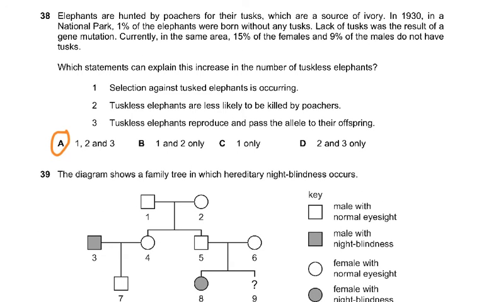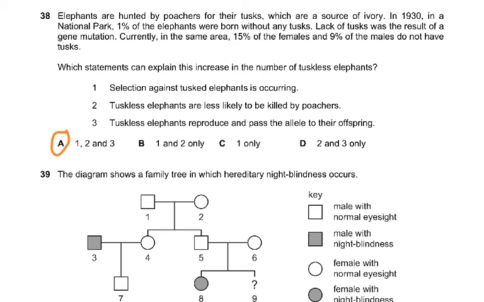Then question 38. Elephants are hunted by poachers for their tusks, which are a source of ivory. In 1930, in a national park, 1% of the elephants were born without any tusks. Lack of tusks was the result of a gene mutation. Currently, in the same area, 15% of the females and 9% of the males do not have tusks. Which statement explains the increase in the number of tuskless elephants?